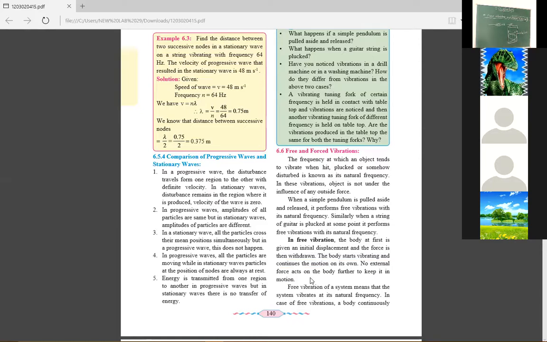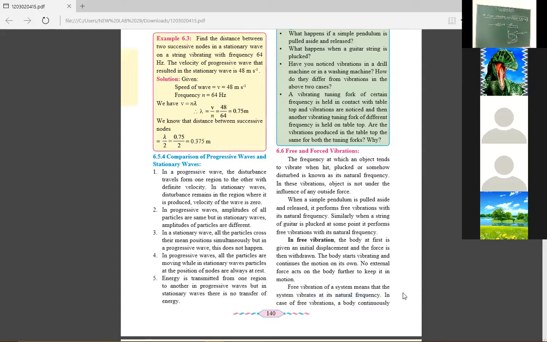You can also take the example of a spring mass system. In a spring, if we apply a little force and release it, the spring keeps vibrating continuously in its place. Correct. So these are simple examples of free vibration. Next, free vibration of a system means that the system vibrates with its natural frequency. This is a very important point.